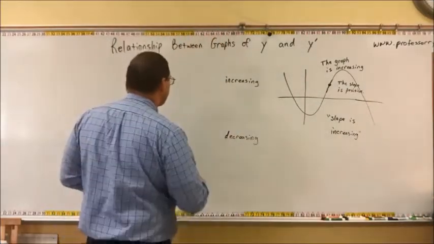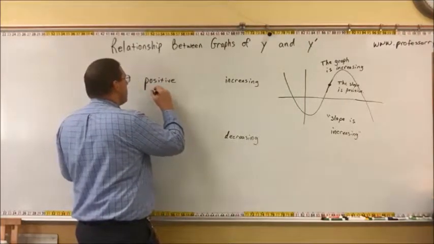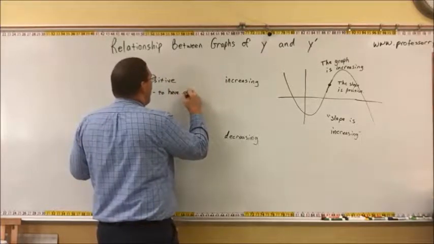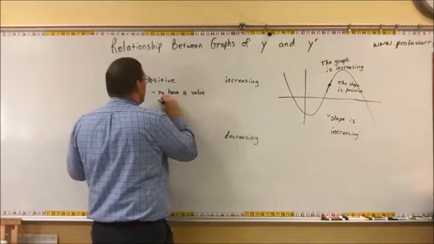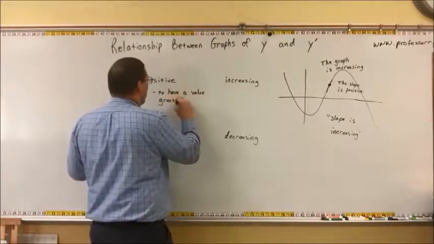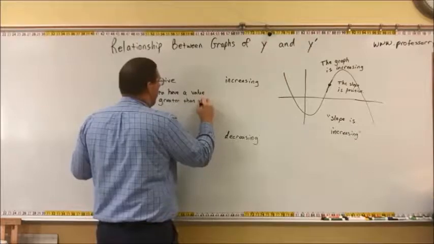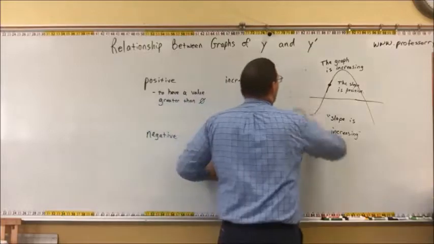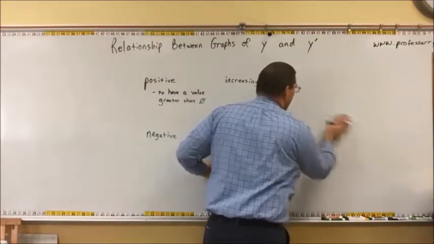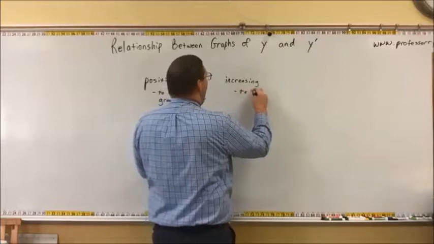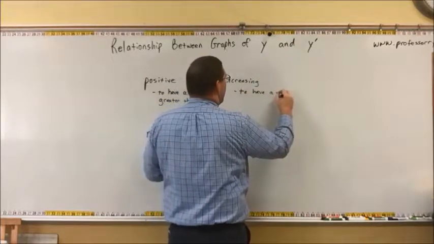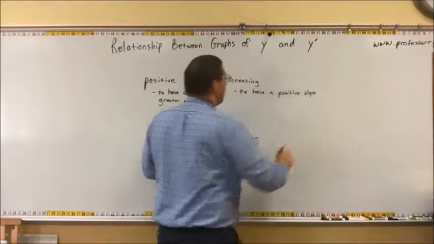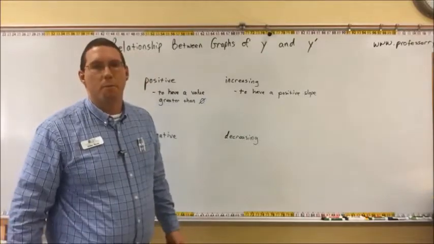Here's what I want to say. Positive means to have a value greater than 0. That's what positive means, to have a value greater than 0. But the word increasing means to have a positive slope. That's what increasing means, to have a positive slope.